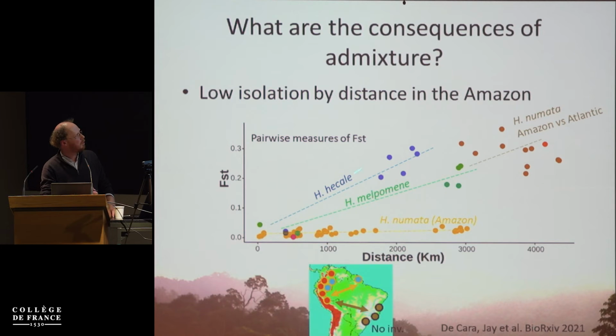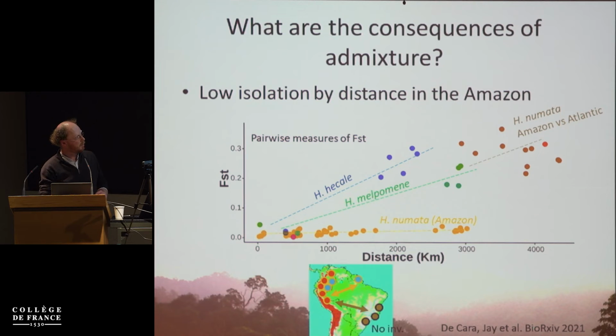All other species show a kind of positive slope of isolation by distance if you compare populations in different parts of the range. Heliconius haecale, Heliconius melpomene. If you compare Heliconius numata from the Amazon and from Atlantic populations, then they are far away, but they are roughly in the same range of isolation by distance. But if you compare all populations from the Amazon, they have completely flat or nearly flat isolation by distance.